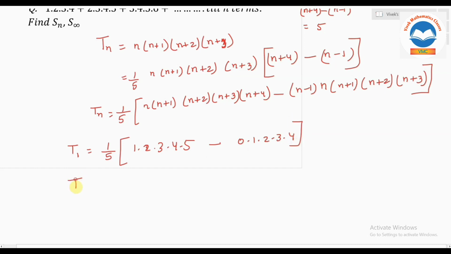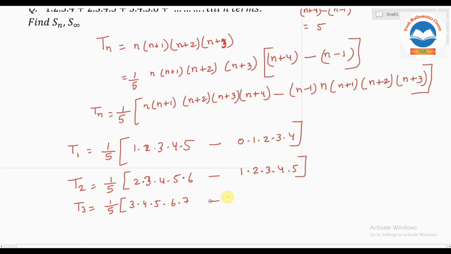Now similarly, what will be your t2? t2 will be 1 by 5 into 2 into 3 into 4 into 5 into 6, minus 1 into 2 into 3 into 4 into 5. Similarly, what will be t3? t3 will be 1 by 5 into 3 into 4 into 5 into 6 into 7, minus 2 into 3 into 4 into 5 into 6.